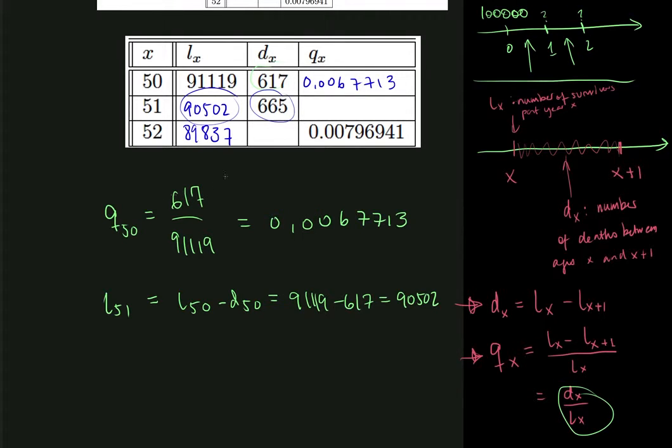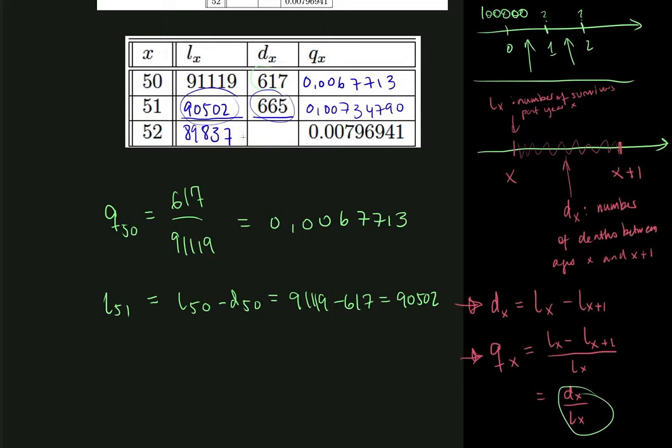Also, what I notice is I can find Q51 in the same way that I found Q50. So I find Q51 by taking the number of deaths and dividing by the number of survivors. And that is then 0.00734790. Nice.